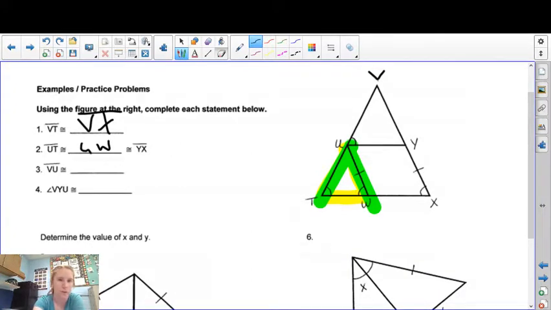Oof, that U is a little rough. I was trying to do a lowercase u. It didn't really work out. Which is also equal to YX. Because if you notice in the highlighter, it's tick marked. So of course they all have to be equal. If it's got a tick, it means they're equal.